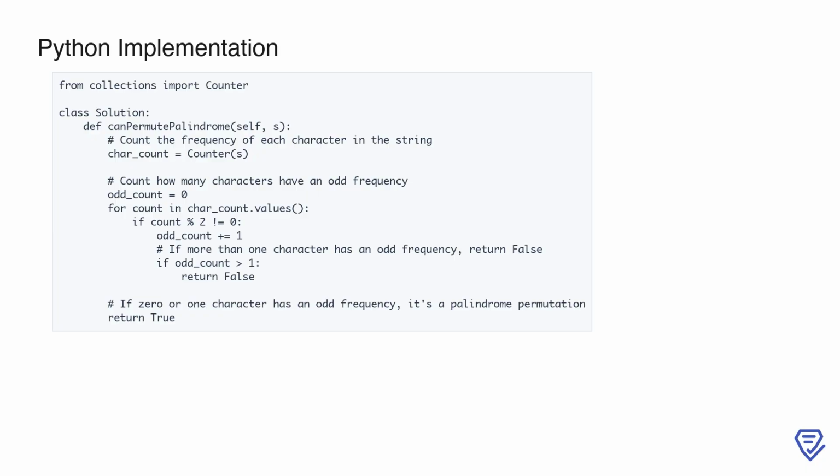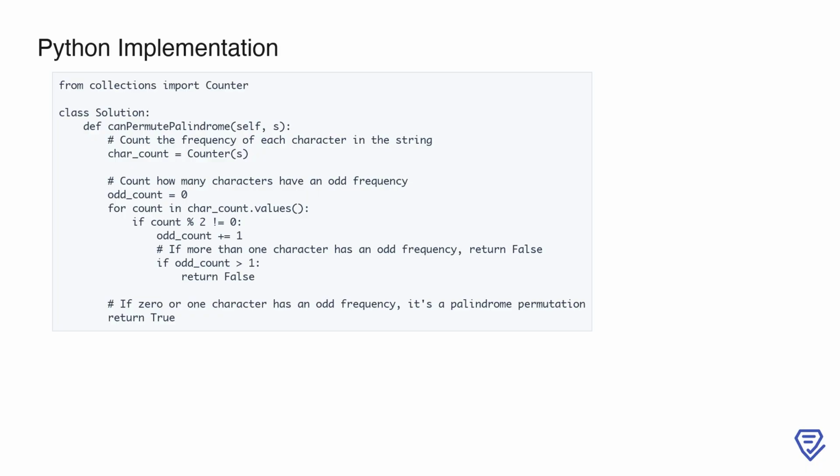5. Early exit for efficiency. If at any point the odd_count exceeds 1, the function immediately returns false. This is because having more than one character with an odd frequency makes it impossible to form a palindrome permutation. 6. Final check. If the loop completes without the odd_count exceeding 1, the function returns true, indicating that the string can indeed have a permutation that forms a palindrome.